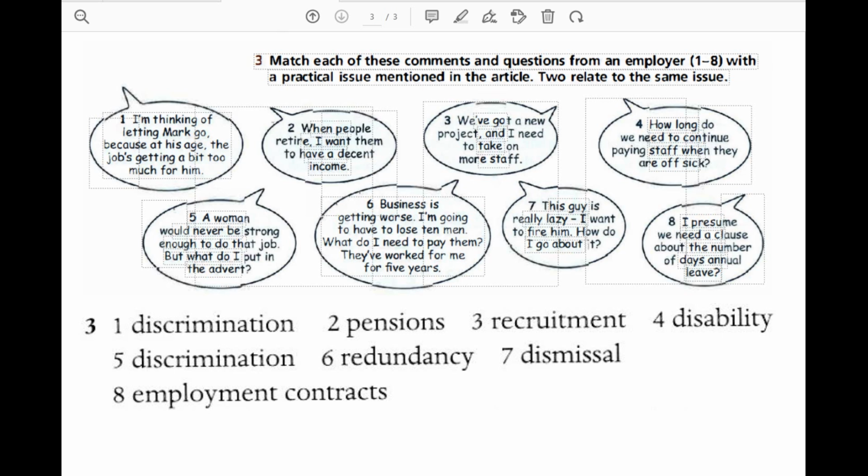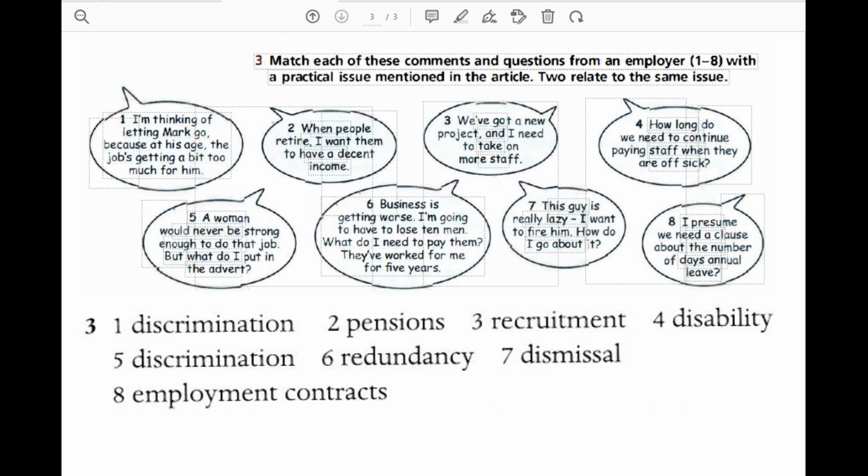Third, we have got a new project and I need to take on more staff. Recruitment. Fourth, how long do we need to continue paying staff when they are off sick? Disability. Fifth, a woman would never be strong enough to do that job. But what do I put in the advert? Again, discrimination. Six, business is getting worse. I'm going to have to lose 10 men. What do I need to pay them? They have worked for me for 5 years.